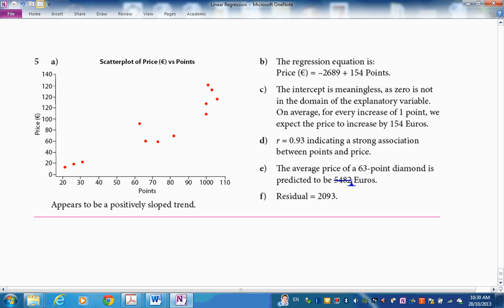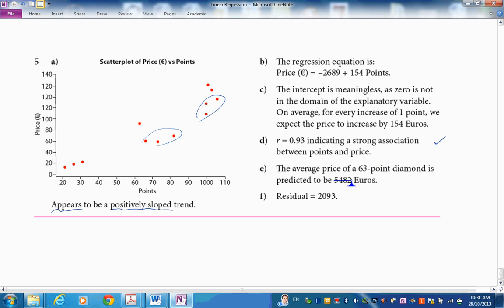Bit tenuous, this one. I don't know what the R is. 0.93. Bit of a problem with some points here. Want to have a look at the line of best fit. It's surprising to have such a high R there with the way this looks. Positively sloped trend. Positive correlation as points increase, so the price tends to increase.